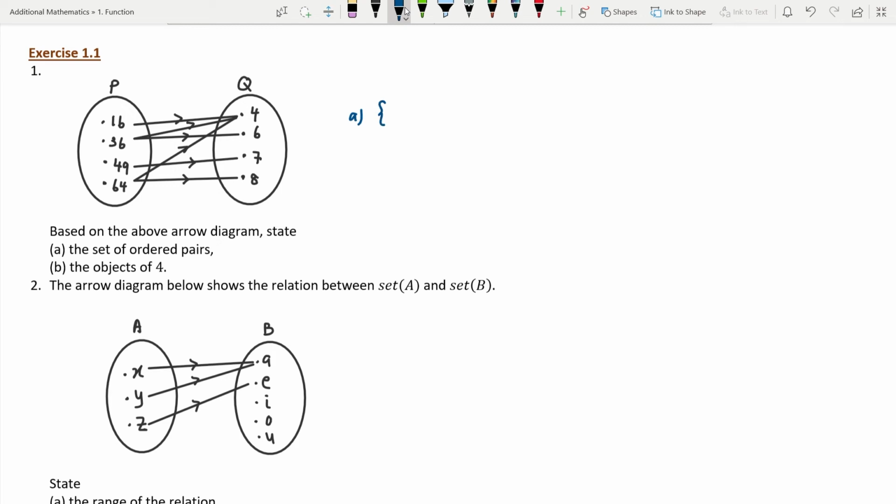Let's open the curly bracket. 16 is connected to 4, so we write 16, 4. 36 is connected to 4 and also 6. So here we have two pairs, 36, 4 and 36, 6. And the next one, 49 is connected to 7.